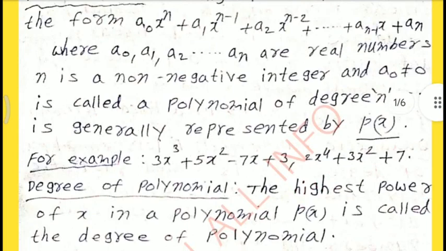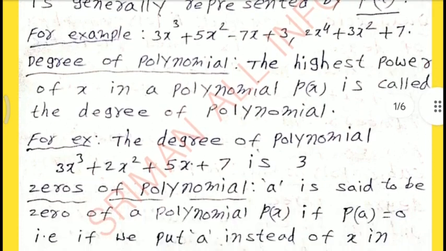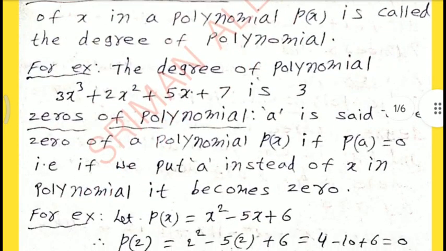For example, 3x cube plus 5x square minus 7x plus 3. Another one, 2x power 4 plus 3x square plus 7. Degree of polynomial. The highest power of x in a polynomial p of x is called the degree of polynomial. For example, the degree of polynomial 3x cube plus 2x square plus 5x plus 7 is 3. Highest power is 3.